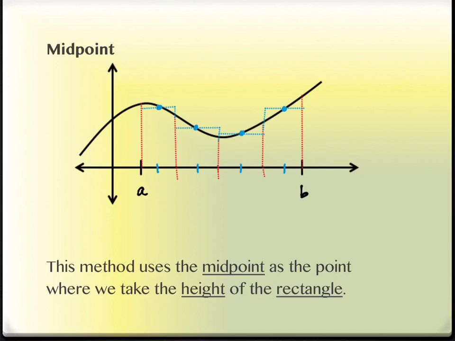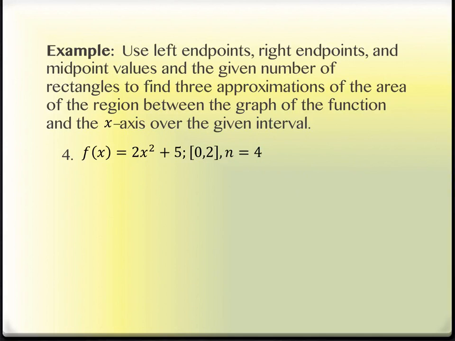Okay, so we're going to do an example with 4 rectangles. I don't think I ask you for any more than 8, I think, in your homework. So it's not too bad. And you're going to want your calculator out. So grab your calculator if you don't have it out. It wants us to do left-hand endpoints, right-hand endpoints, and midpoints. And our equation is 2x squared plus 5. Our interval is from 0 to 2.